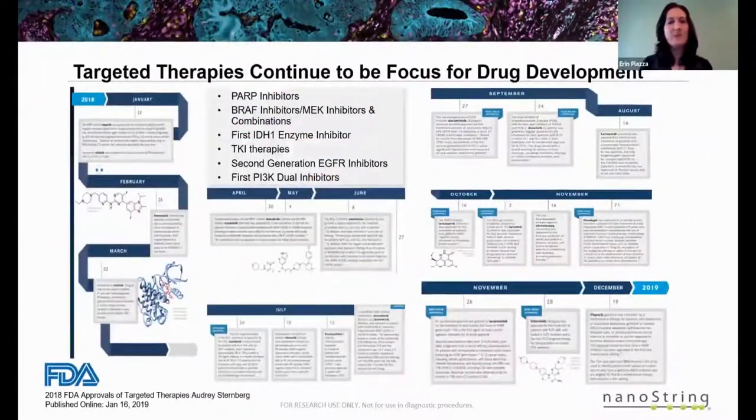So the reason why we believe this tool to be worthwhile to develop is that targeted therapies continue to be the focus for drug development. You can think about PARP inhibitors, BRAF or MEK inhibitors, IDH1 therapies, and so on. And we believe that it was time to create a tool specifically to be a companion for these sorts of studies.